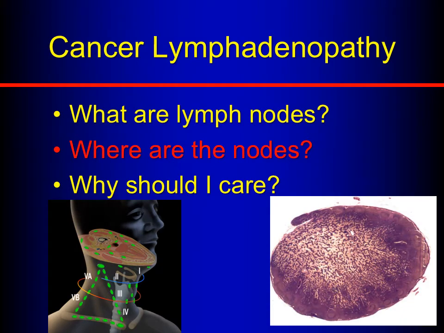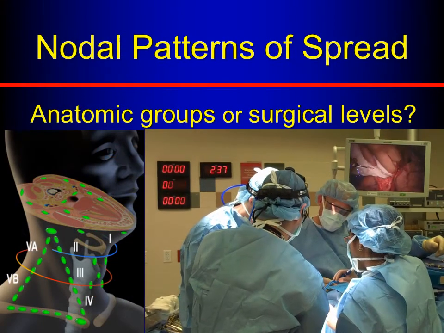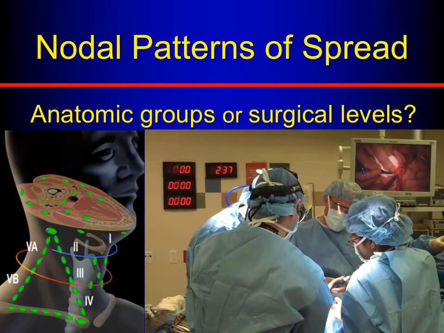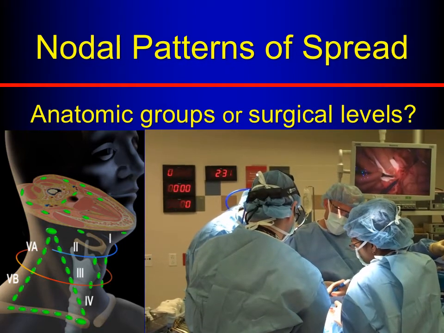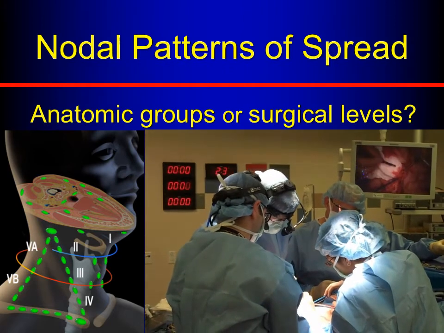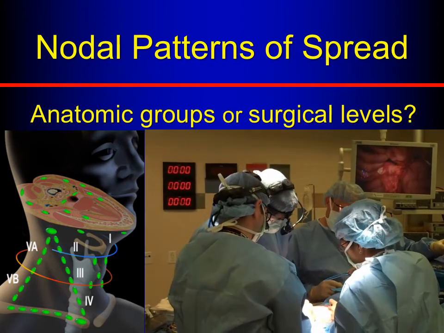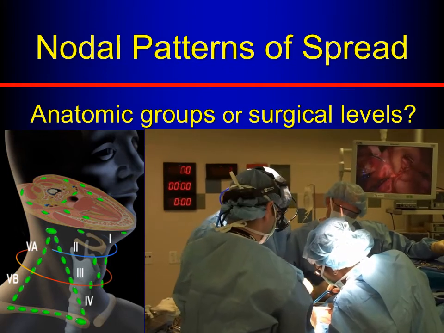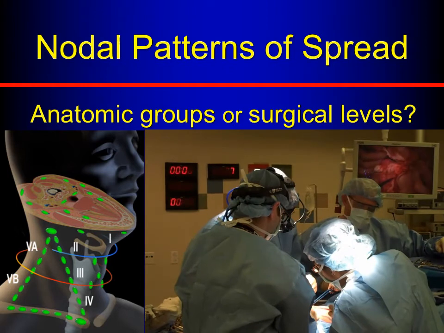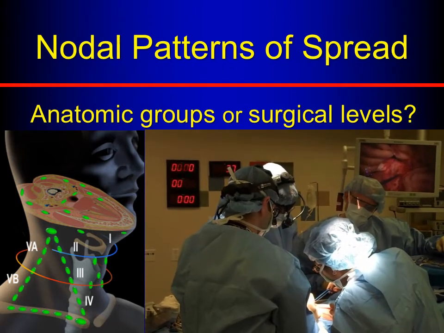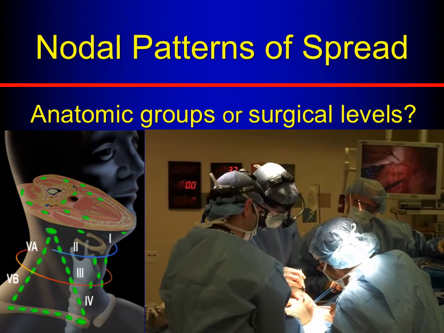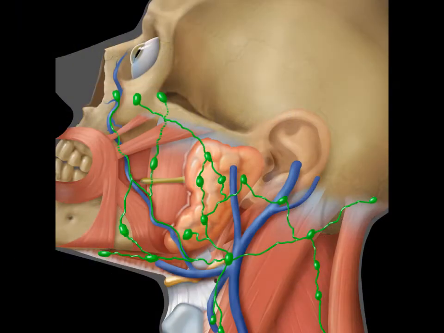Next we'll talk about where are the nodes. Now we can think about these lymph nodes in terms of anatomic groups or surgical levels with the AJCC criteria. And it's important for us to be using the same words that our surgeons are using before they get to the operating room. So whichever way we describe these nodes is fine, as long as we're using the same words the surgeons are using. So first we'll talk about anatomic locations.